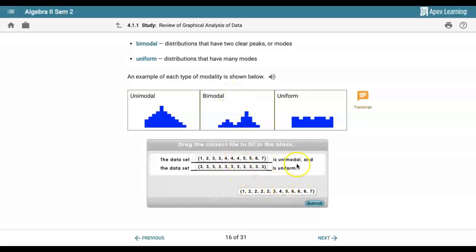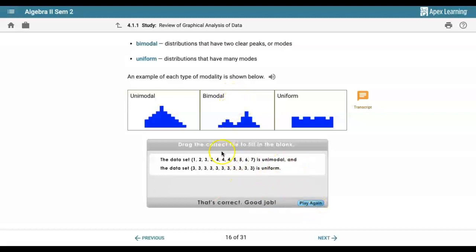This one has got to be my unimodal, because if I were to write this all out, 4 is the most frequent and nothing else is close to that 4 value. And then obviously 3 would be uniform because all of the values are at that one point. Or if they were equally distributed between, maybe a 1, 2, and 3, that would work as well.